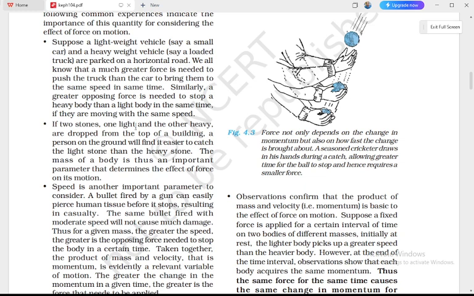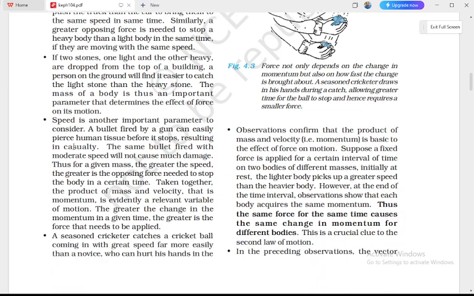If two stones, one light and the other heavy, are dropped from the top of a building, a person on the ground will find it easier to catch the light stone than the heavy stone. The mass of a body is thus an important parameter that determines the effect of force on its motion. Speed is another important parameter to consider. A bullet fired from a gun can easily pierce human tissue before it stops, resulting in casualty. The same bullet fired with moderate speed will not cause much damage.